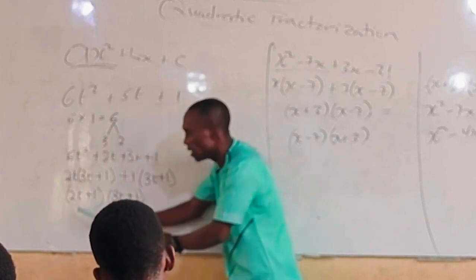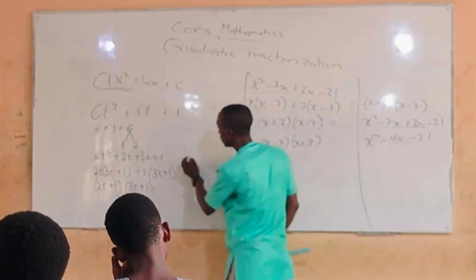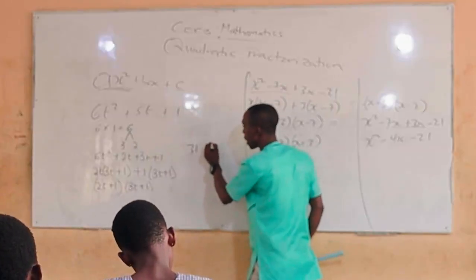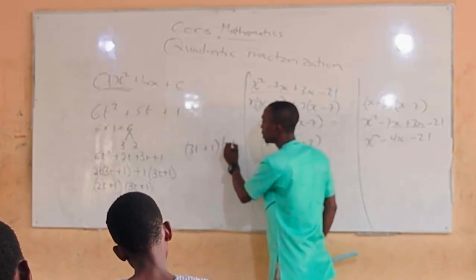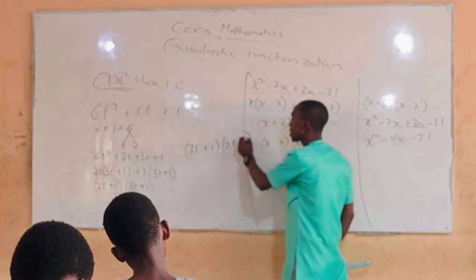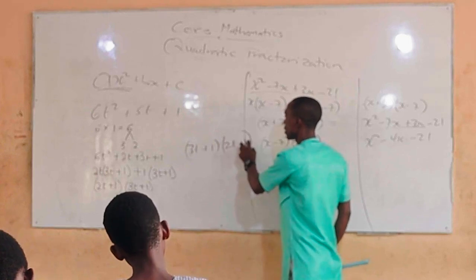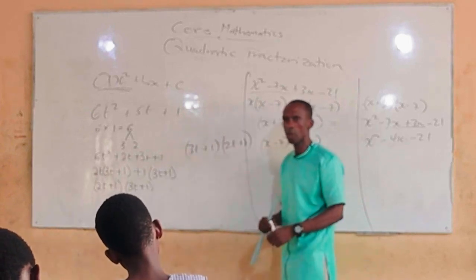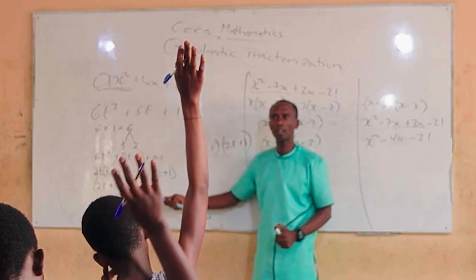Somebody could write this as 3t plus 1, followed by 2t plus 1. And they are all saying the same thing. Is that okay? Yes. Very good. Let me see about those who have this answer. Okay, clap for yourself.